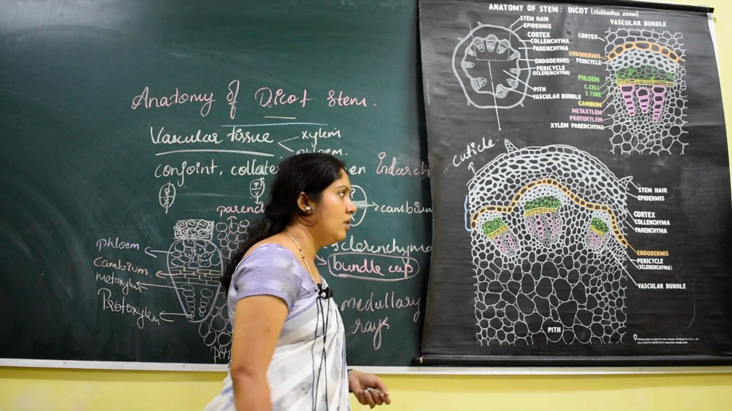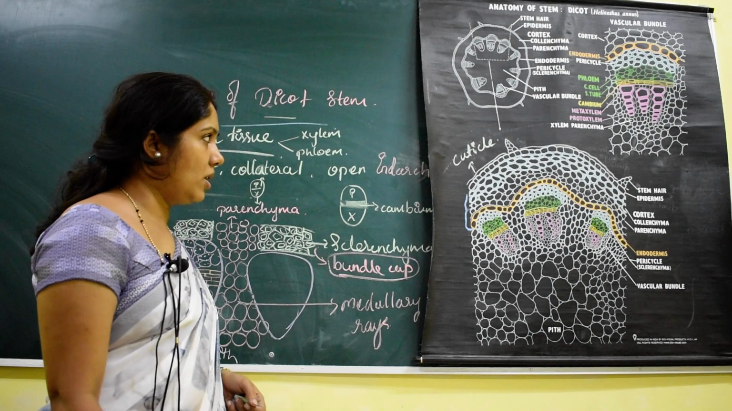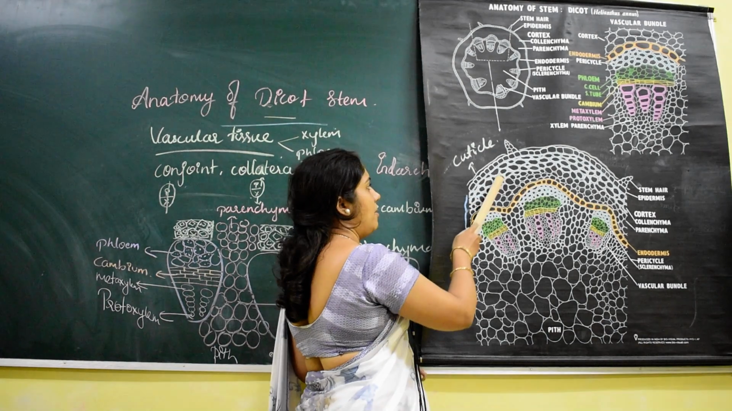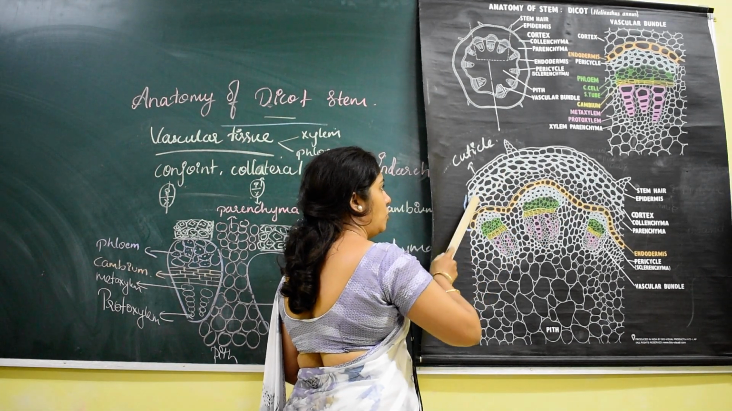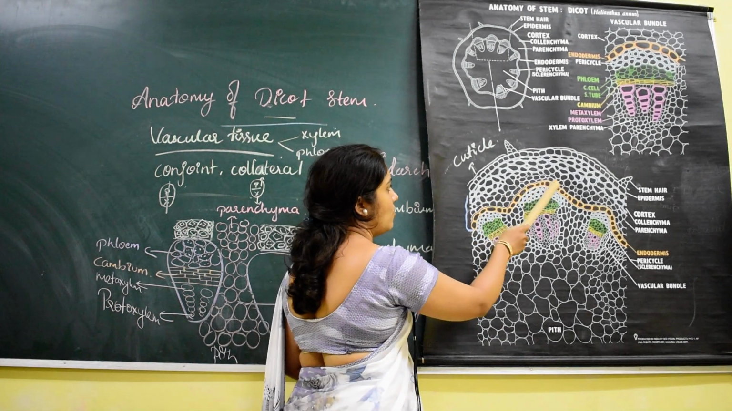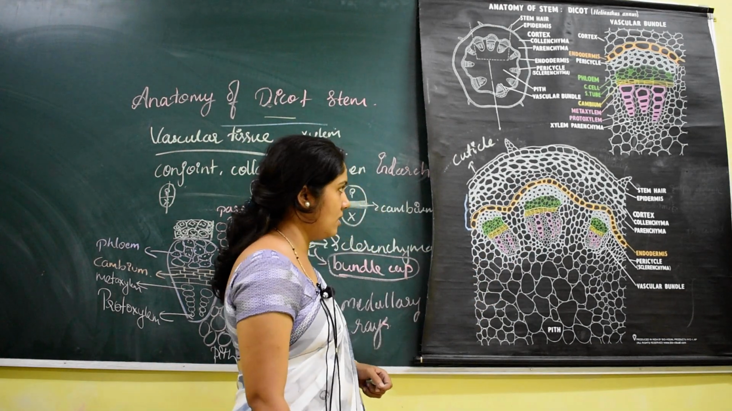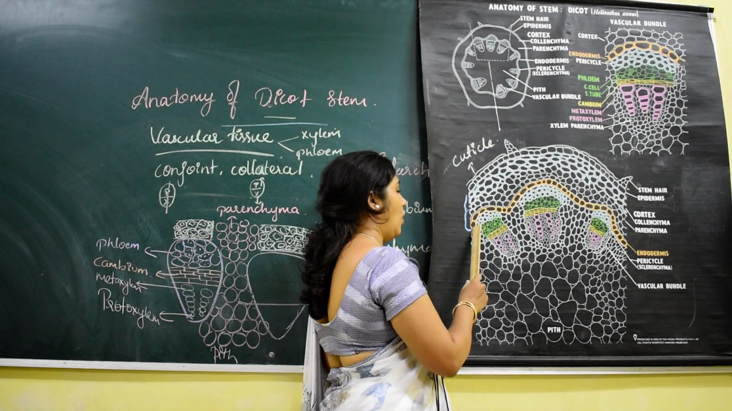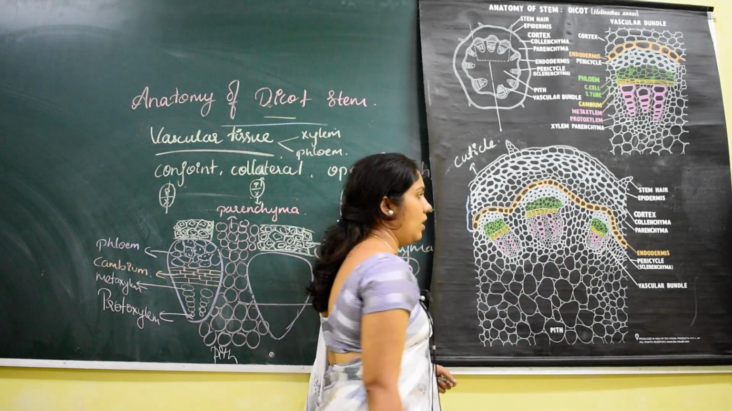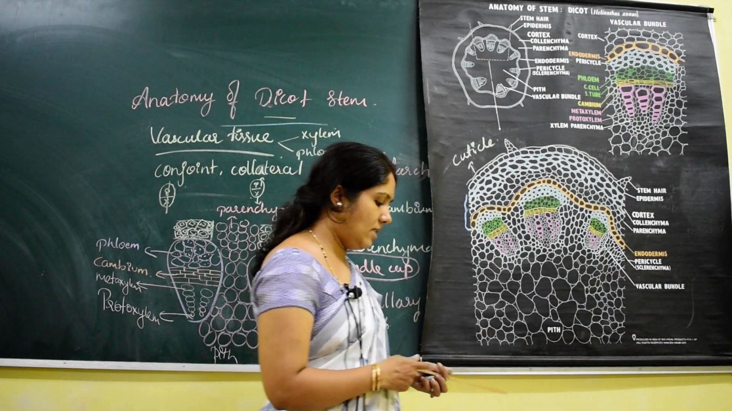Next is the cortex. The cortex is differentiated into 3 regions: the outer region of the cortex is hypodermis, the middle is general cortex, and the inner is endodermis. The hypodermis is made up of collenchyma tissue, 2 to 3 layers. Then comes the general cortex, made up of 2 to 3 layers of loosely arranged parenchyma cells. Next, the inner layer of the cortex is the endodermis, made up of a single layer of barrel shaped parenchyma cells, and this endodermis is also called starch sheath.